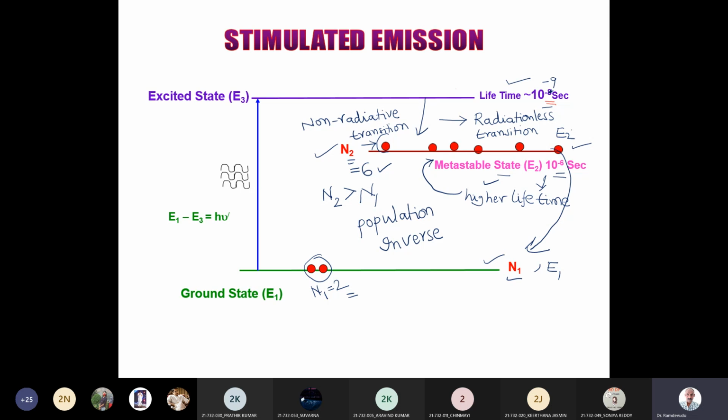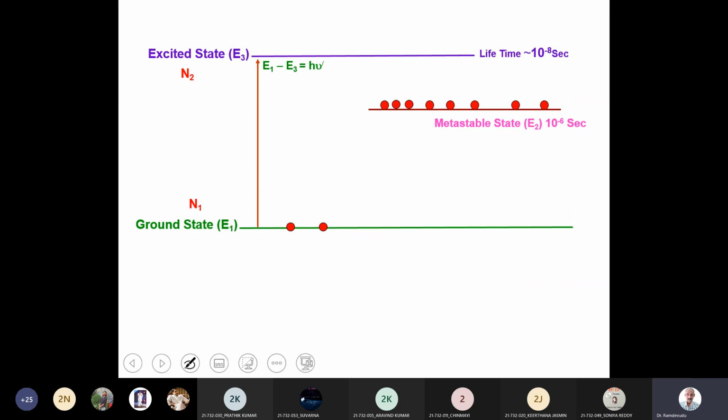Metastable state is a state energy level having longer lifetime. So these two are requirements for getting stimulated emission. Therefore, if you see the stimulated emission, they will fall down here. I'm supplying energy, this rho mu, and therefore this atom is going and coming here.